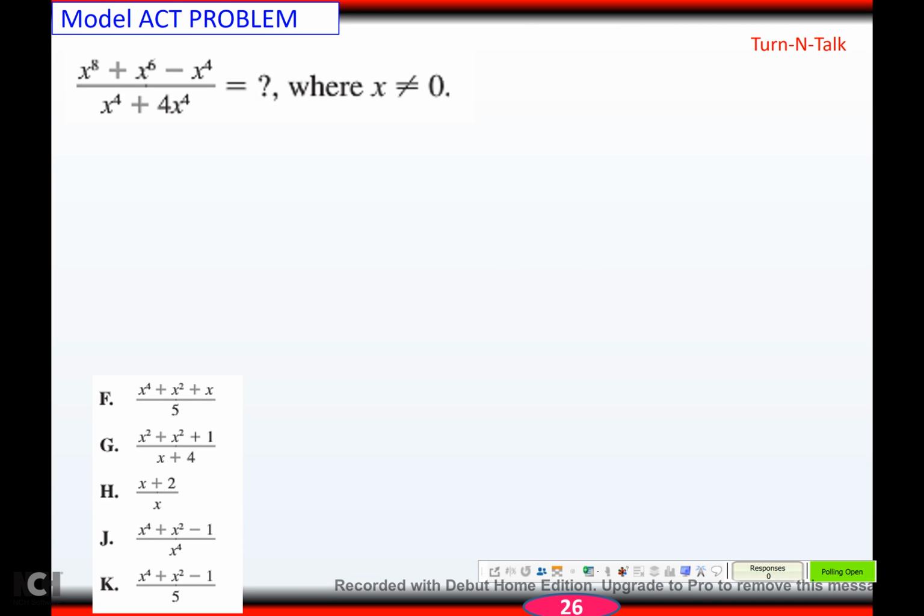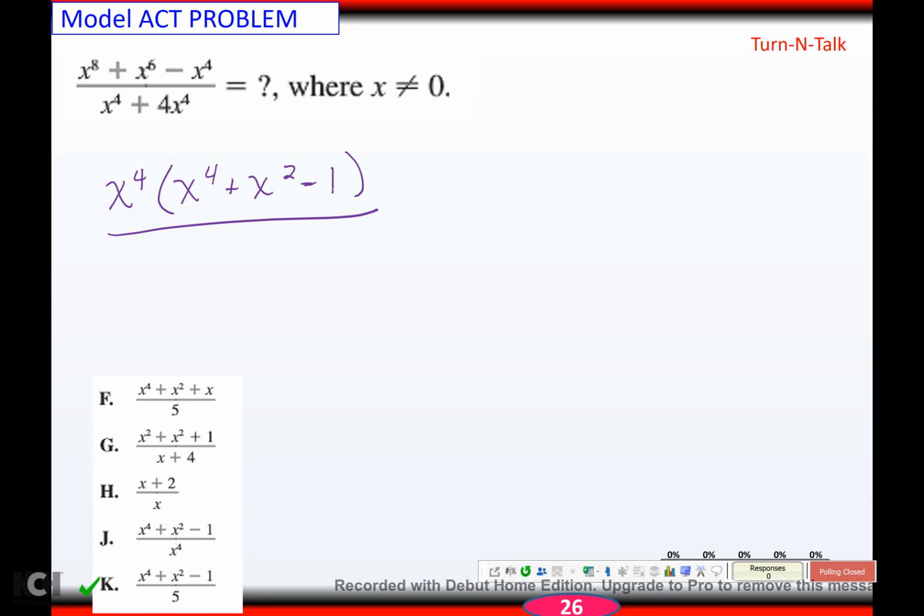All right, solve this one, hit pause, come back when you're ready. And hopefully you got K. All right, again, I see this fraction with a bunch of polynomials, which makes me think factor and try to cancel. Well, on top, I notice they all have at least 4 copies of x. So I'm going to GCF by x to the 4th. That would leave x to the 4th plus x to the 2nd minus 1.